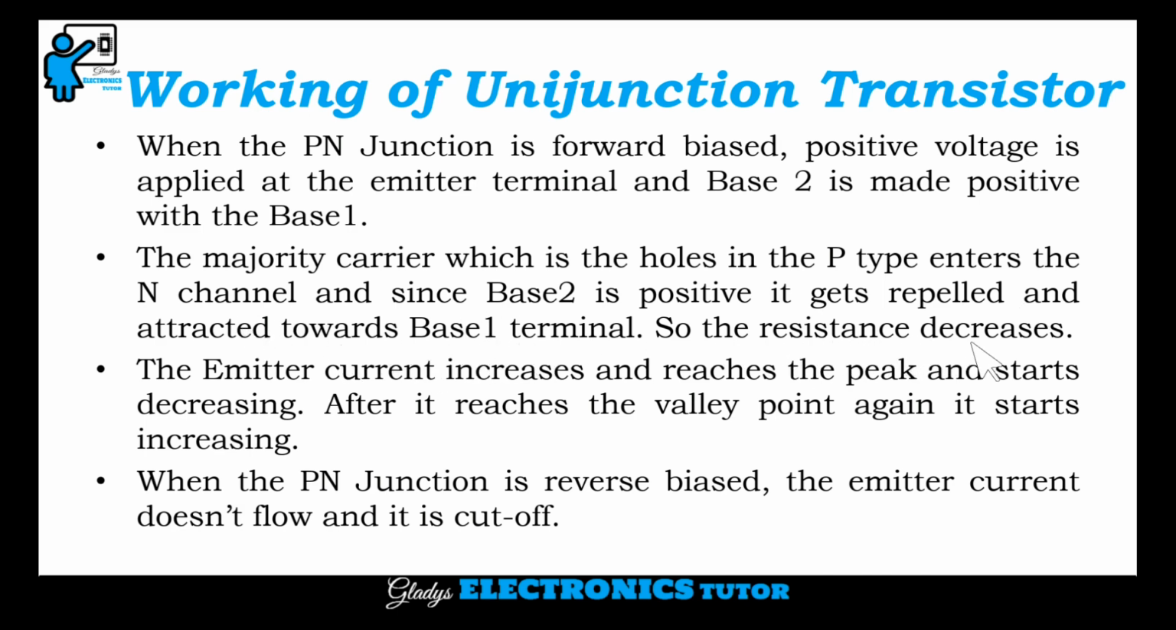So the resistance decreases. So the emitter current increases and reaches the peak and starts decreasing. After it reaches the valley point, again it starts increasing. When the PN junction is reverse biased, the emitter current doesn't flow and it is cut off.